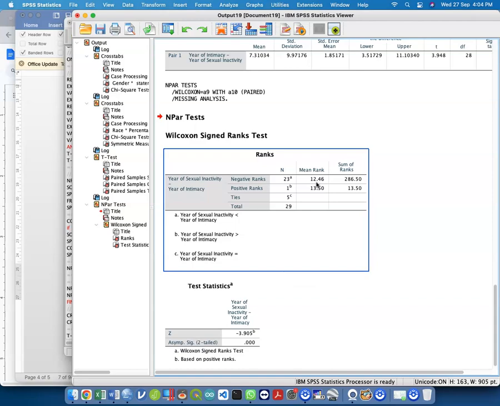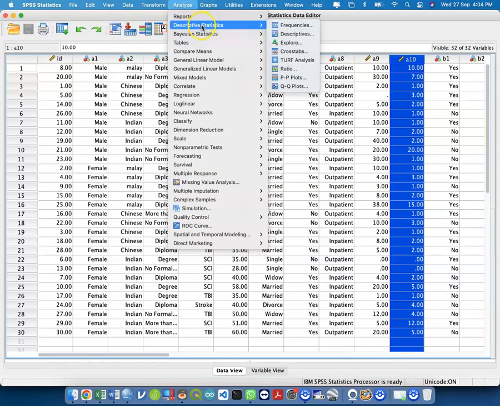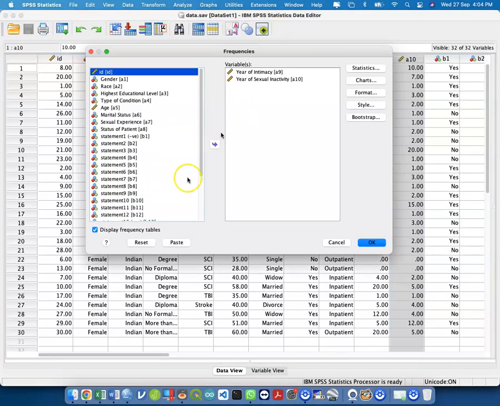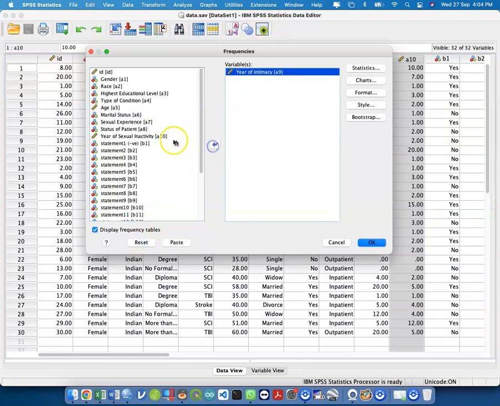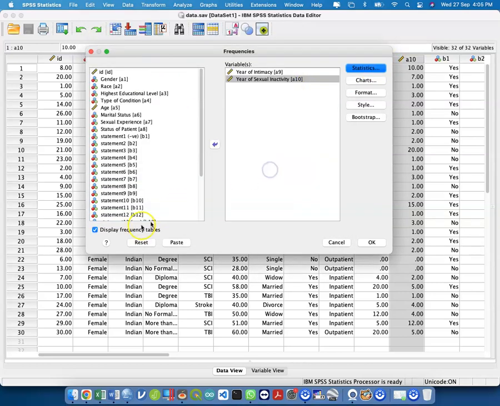Betul tak? So how do you want to present that one? As simple as you can, just go to Analyze, Descriptive and Frequency, and then you reset everything and insert the A9 and also A10. After that, ask for the statistics: the median and quartile.